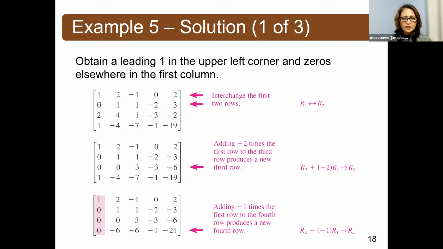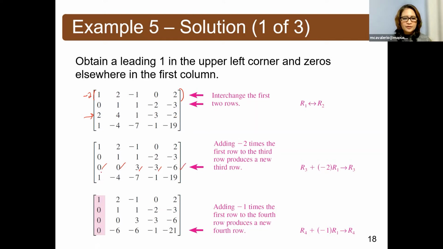So here, if I multiply this by negative 2 and add it with row 3, we have negative 2 plus 2, we have 0. Negative 2 times 2 will be negative 4 plus 4, that will be 0. Negative 2 times negative 1, that will be positive 2. 2 plus 1 is equal to 3. Negative 2 times 0 is 0 plus negative 3, we have negative 3, and negative 2 times 2 is negative 4. Negative 4 plus negative 2 is negative 6.